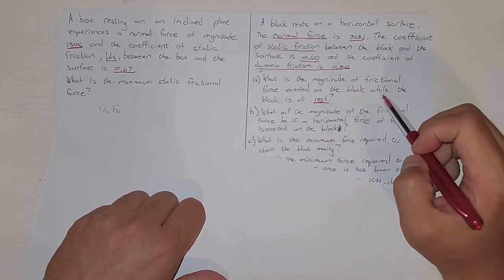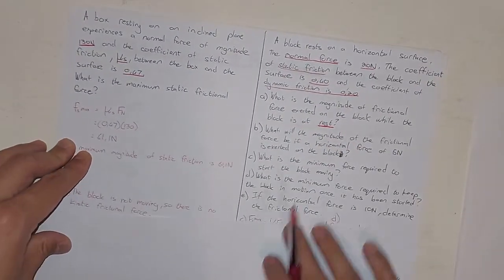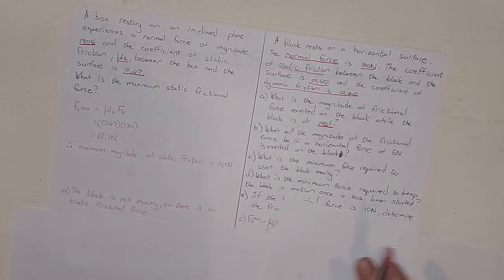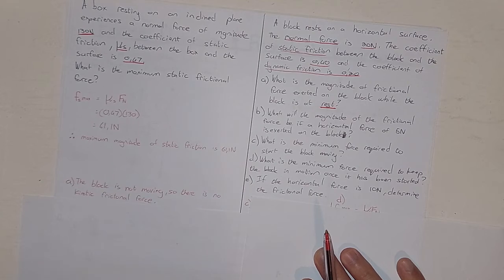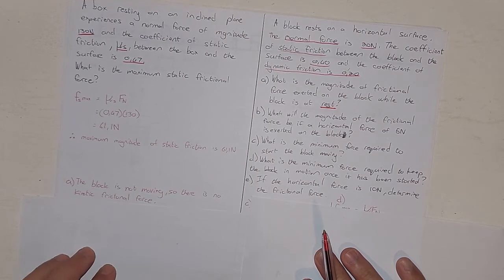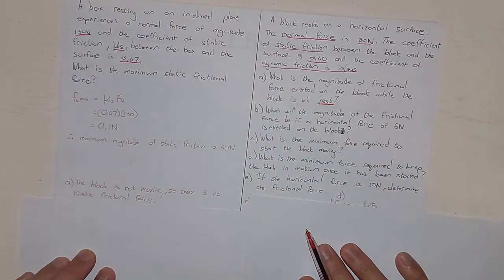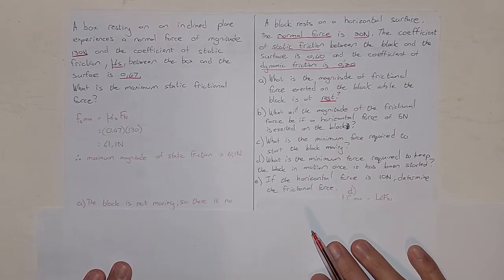So, if my block is at rest, that means for A, I'm going to have a value here. The block is not moving, so there is no kinetic frictional force. The block's not moving. I have not even overcome static friction. So there's no way that I can even have a kinetic frictional force yet. Ooh, I've moved everything. Just adjusting it.